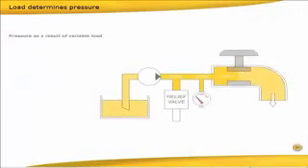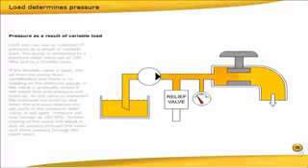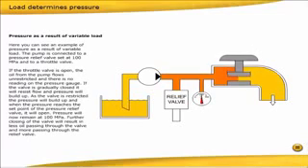Pressure as a result of variable load. Here you can see an example of pressure as a result of variable load. The pump is connected to a pressure relief valve set at 100 megapascals and to a throttle valve. If the throttle valve is open, the oil from the pump flows unrestricted and there is no reading on the pressure gauge.